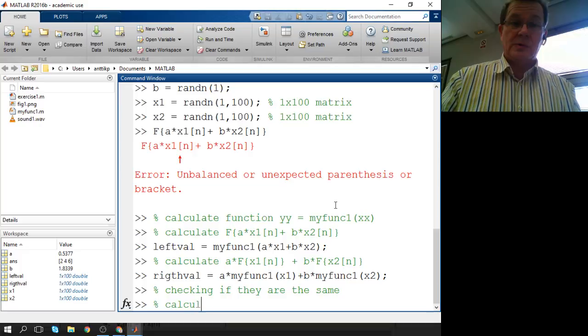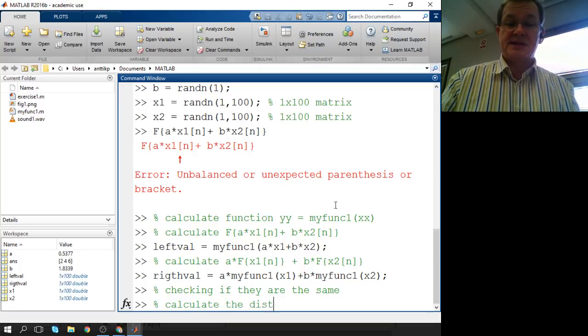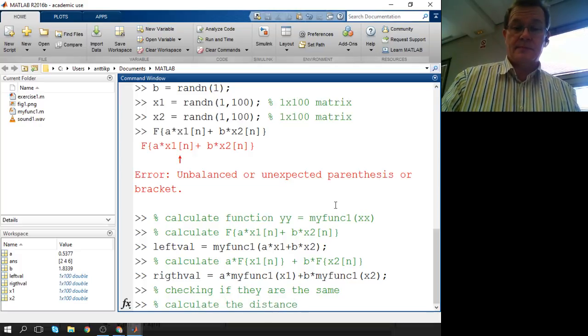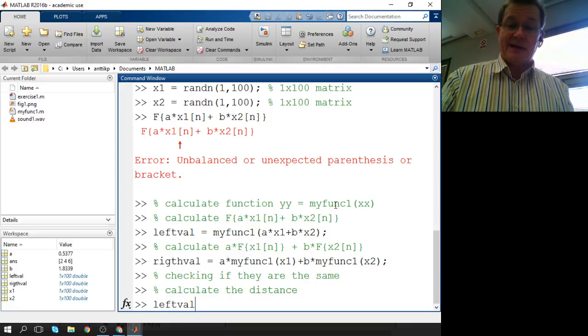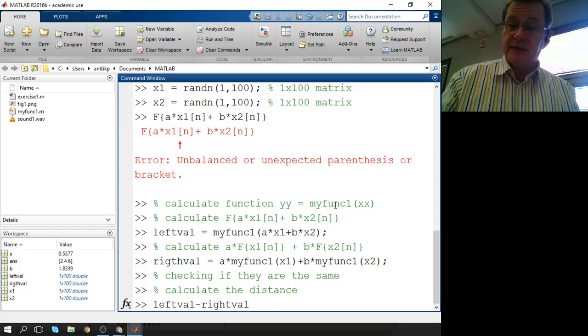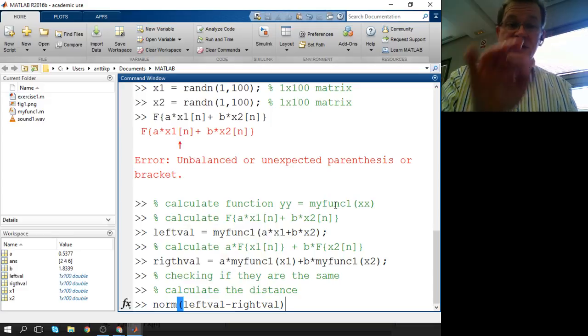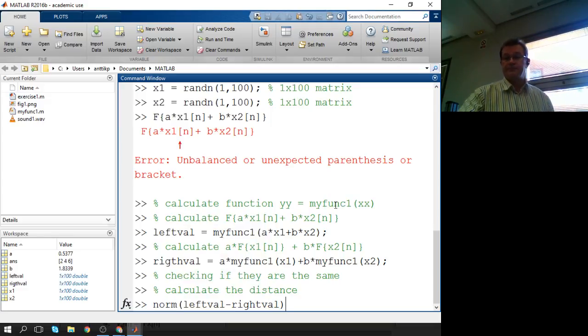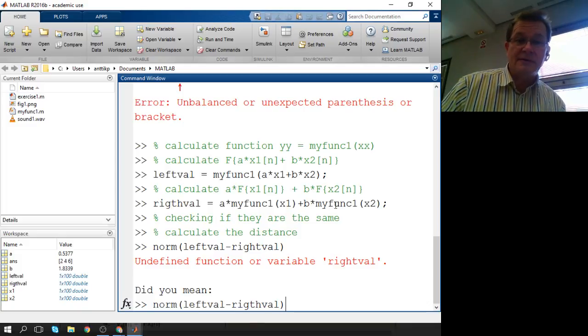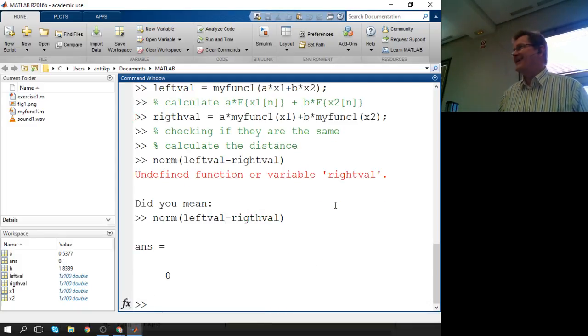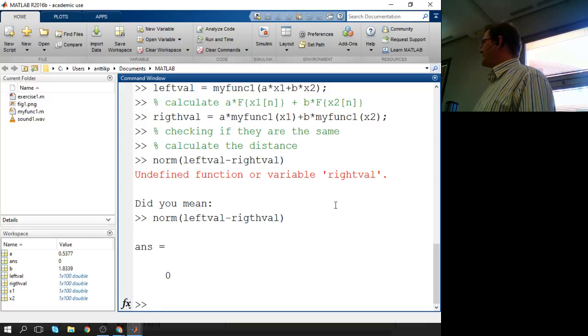Calculate the distance of, and the distance would be left val minus right val, and we take a norm of that one. The norm of this one would be the distance. Yes, I meant the norm of left val and right val. Answer is 0. So those are exactly the same.